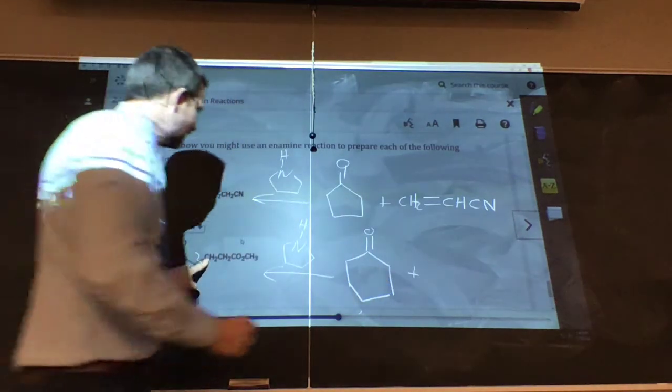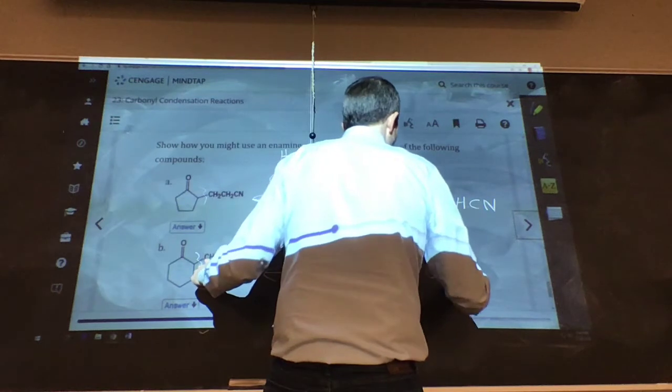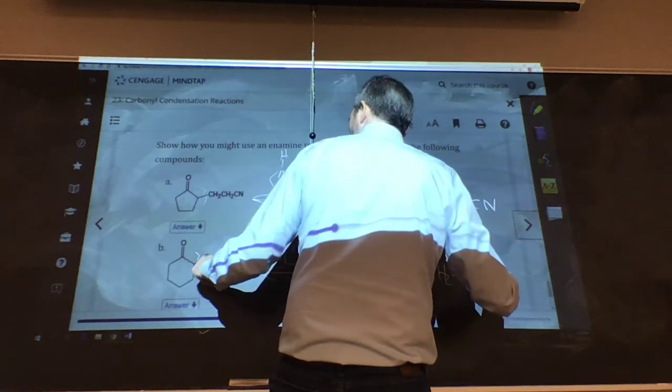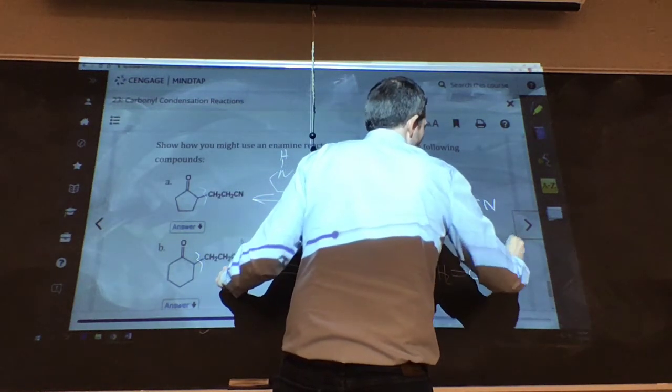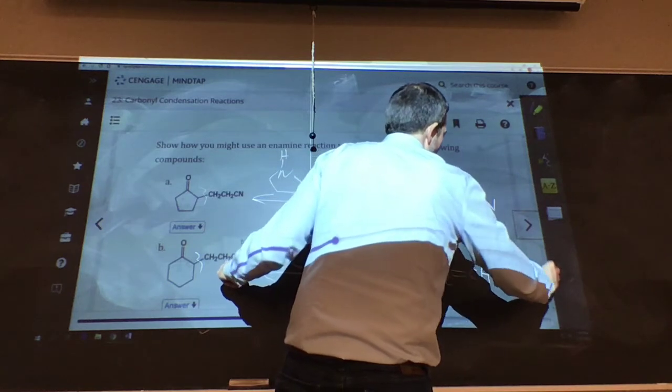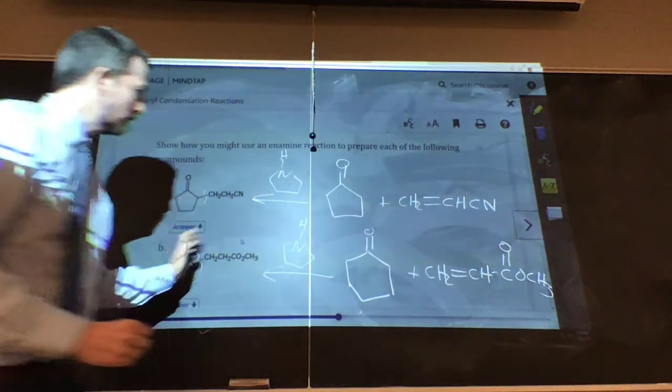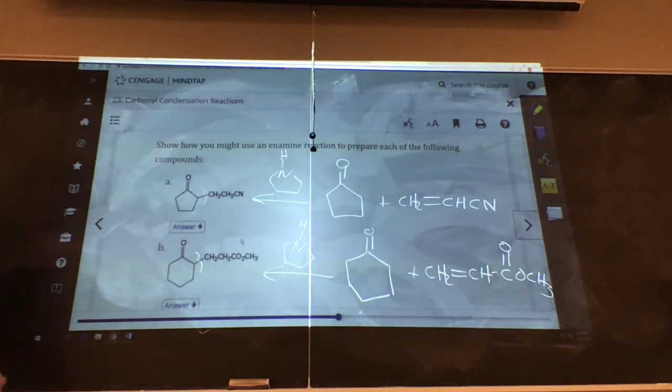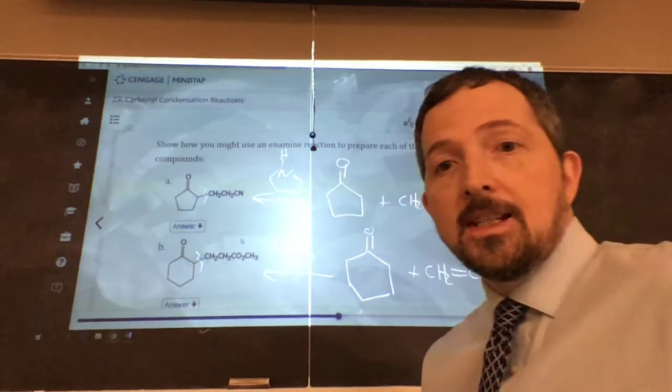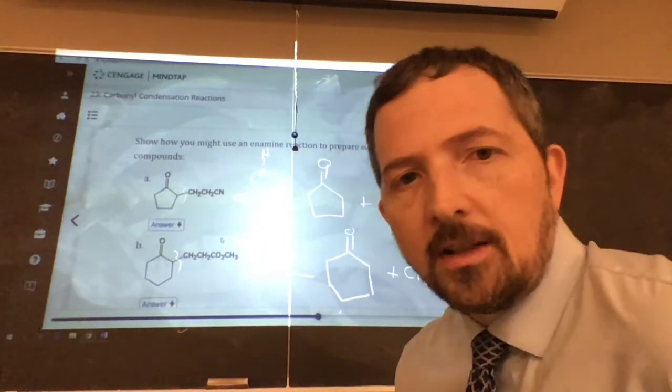So 6-membered ring. Now there would be a CH2, CH, C double bond O, O, CH3. So I just continued my structure from there. So that is the Stork enamine reaction.